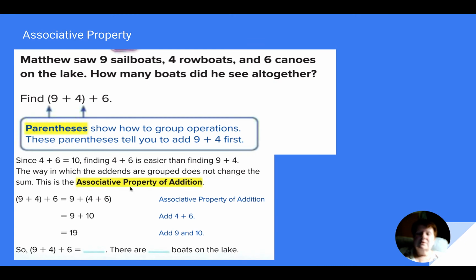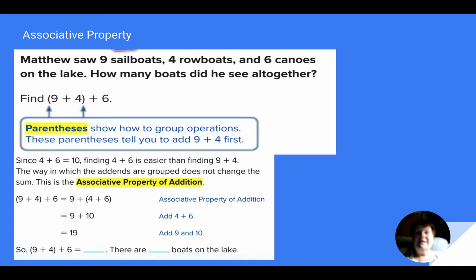The third one is called the associative property. Matthew saw 9 sailboats, 4 rowboats, and 6 canoes on the lake. How many boats did he see altogether? So, in mathematics, when you see parentheses, there is what we call the order of operations, and parentheses is the first item that you must do in order of operations.